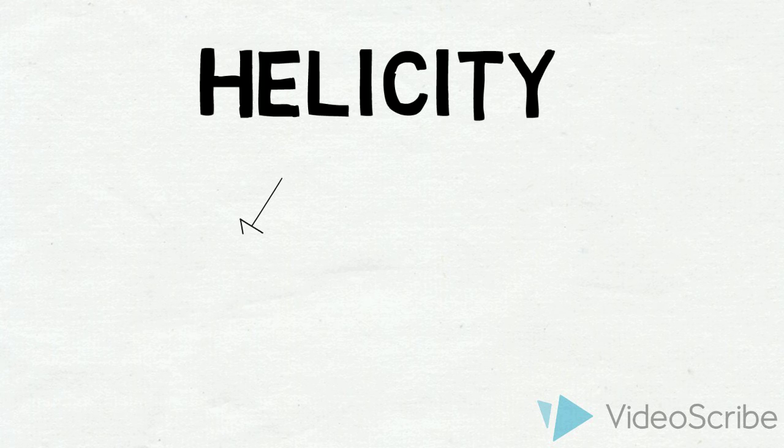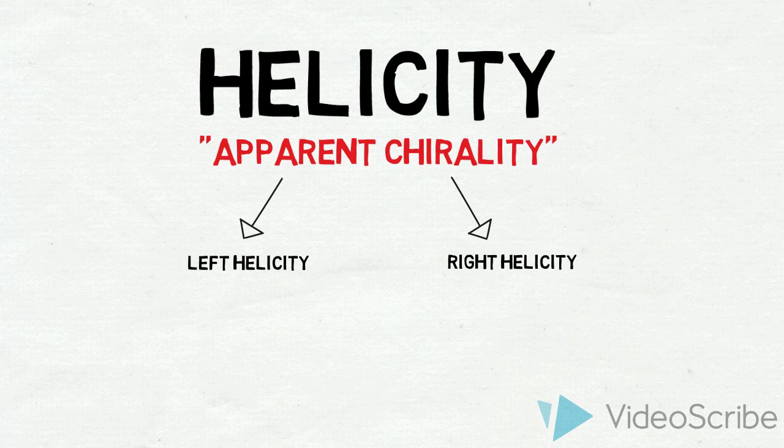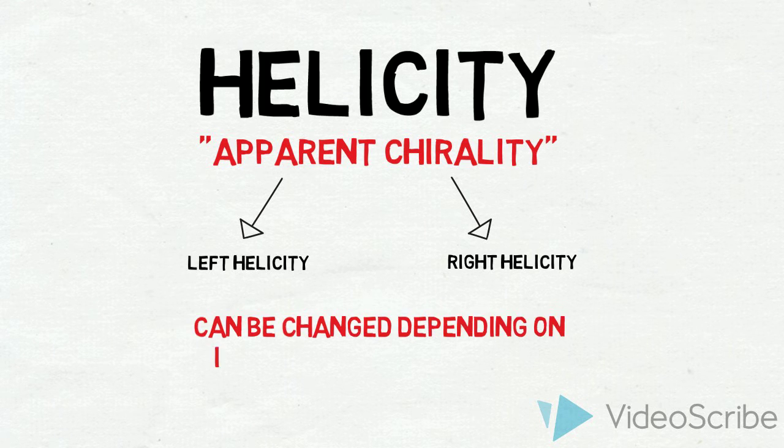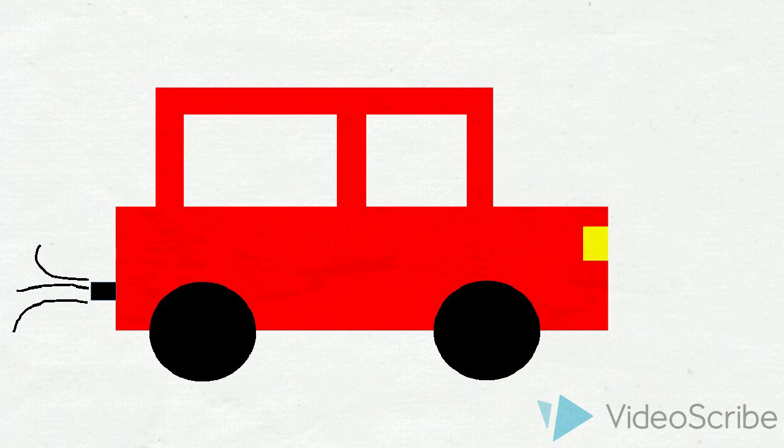On the other hand, helicity has roughly the same idea as chirality, with there being a left-handed helicity and right-handed helicity. However, helicity is the apparent or observed chirality, and a particle can change its helicity depending on the inertial frame of reference of the observer. But how? Imagine this analogy where you are the observer and the particle is the observed car.